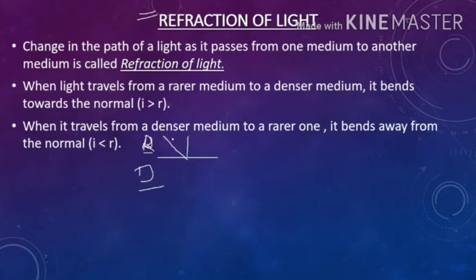So when this incident ray travels from this direction and is incident at this point and refracted, it bends towards the normal. So if we extend the normal, it bends towards the normal, which means the refracted ray will be in this direction. And when it travels from a denser medium to a rarer medium, let this be the denser one and this be the rarer one, similarly, this is the normal. If it moves from denser medium to rarer medium, it bends away from the normal.